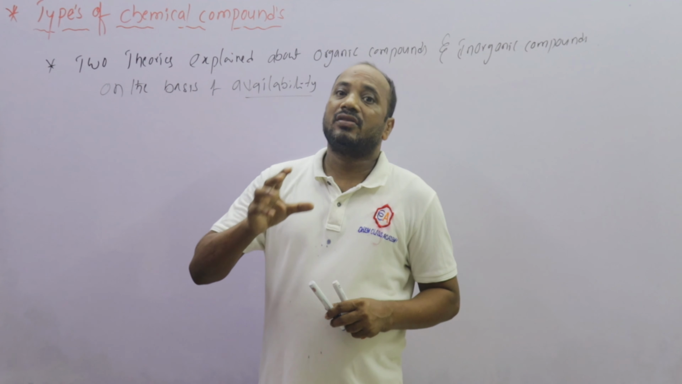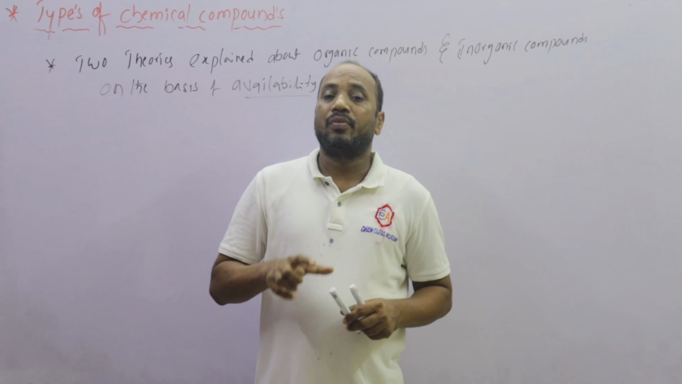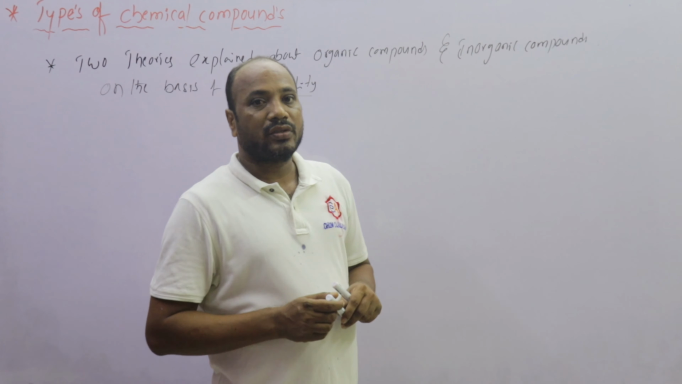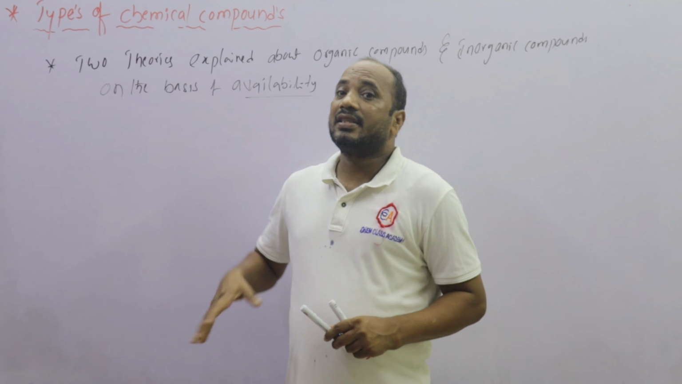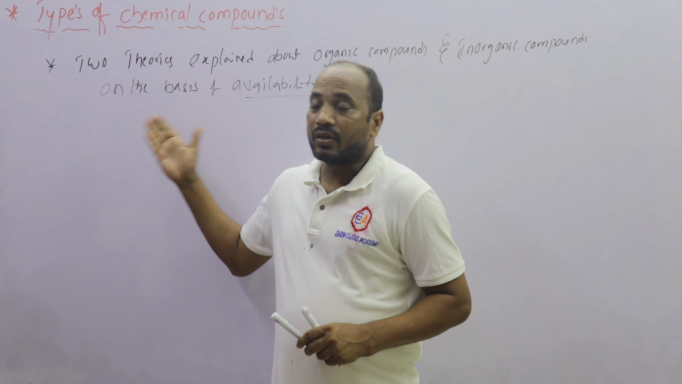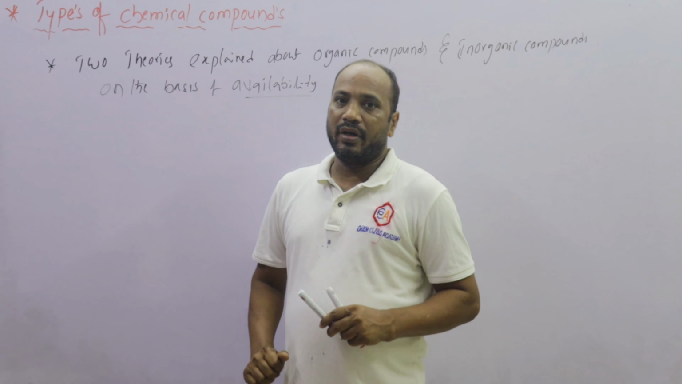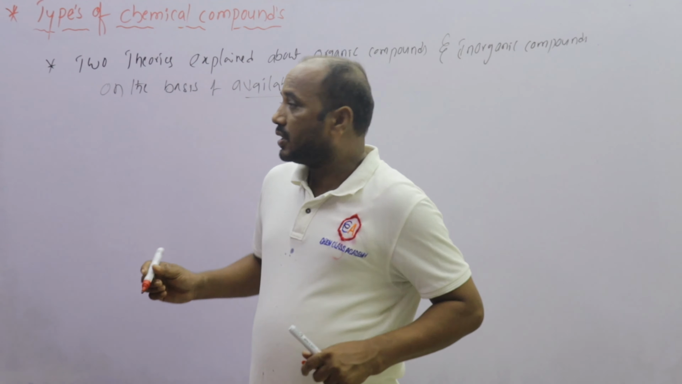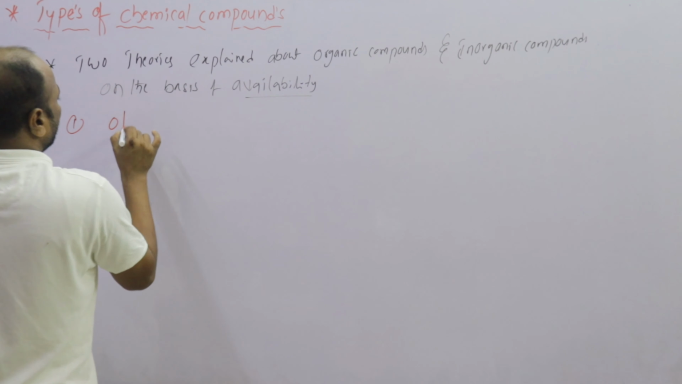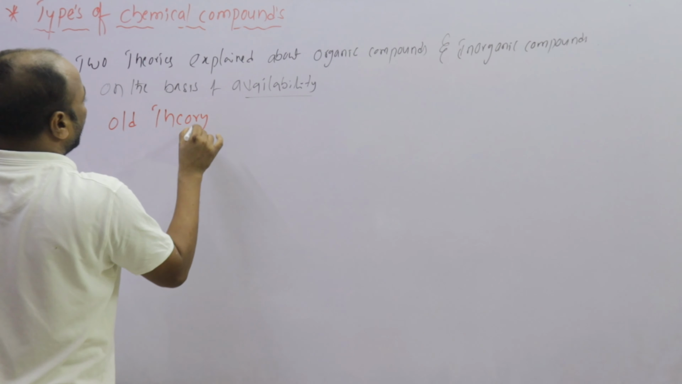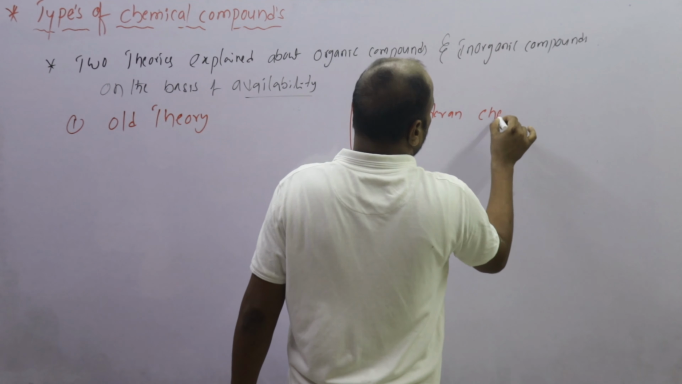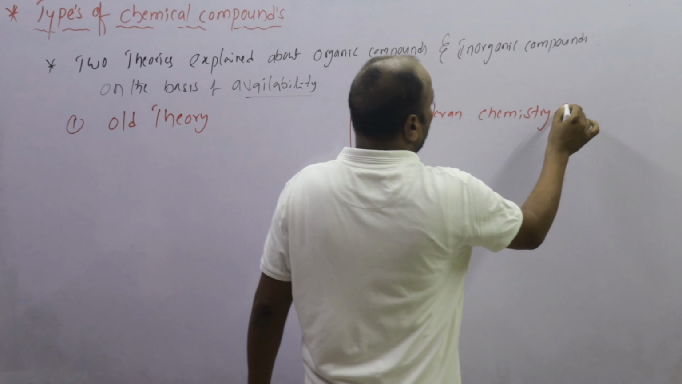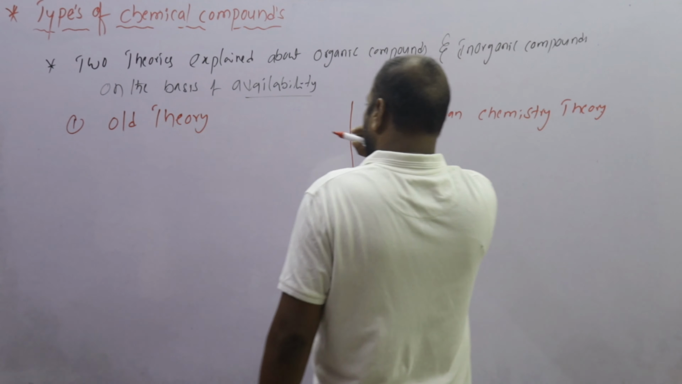Before, the compound on the basis of source is two types, organic and inorganic compounds. These compounds are explained by two theories on the basis of availability. The first one is the old theory and the second one is the modern chemistry theory.